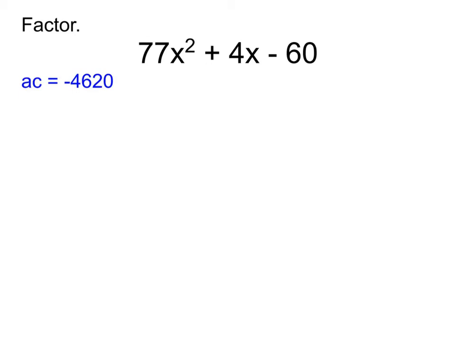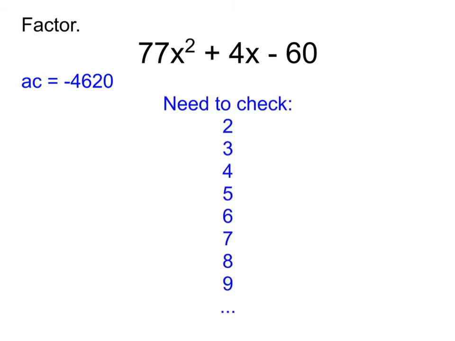And of course, the first thing you do on this one is you again multiply a times c. So 77 times negative 60 gives us negative 4,620. And then when I start looking to see which numbers I would need to check, there's actually a lot of numbers that we would need to check.